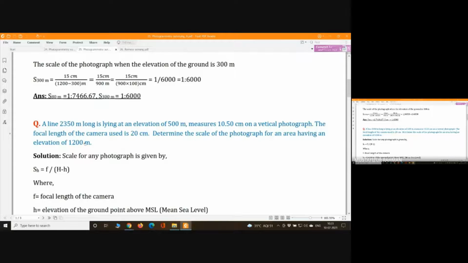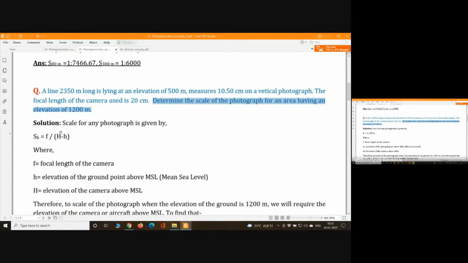The focal length of the camera is given, and we have to determine the scale of the photograph for an area having an elevation of 1200 meter. So this is for a different case. The question is asking us to determine the scale of the photograph for an elevation of 1200 meters. So this is the second case. There are two cases. First, using the first conditions, we have to find out the values here. What is the elevation of the camera? That is not given to us, so we have to find it out. After finding out the elevation of the camera point, we can go on to find this scale at the different RL of the ground, right?